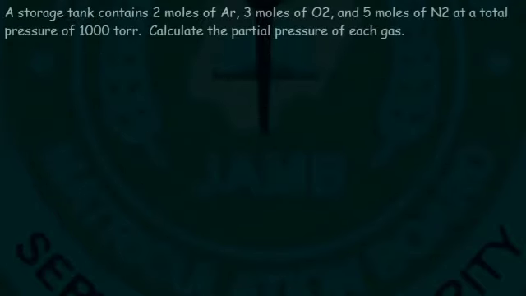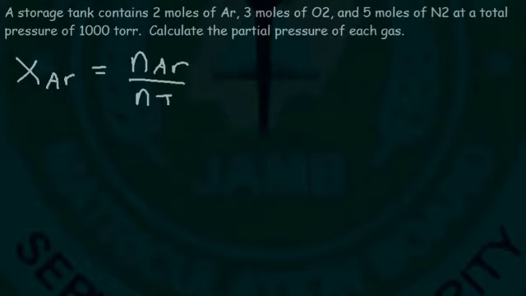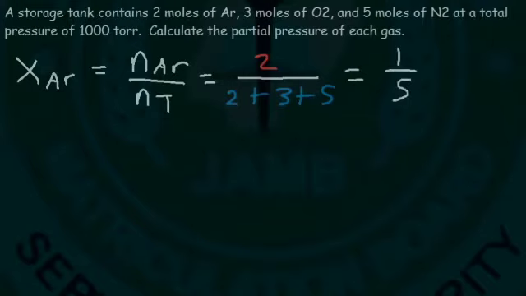Let's try this problem. A storage tank contains 2 moles of argon, 3 moles of O2, and 5 moles of N2 at a total pressure of 1000 torr. Calculate the partial pressure of each gas. So first, let's calculate the mole fraction. The mole fraction of argon is equal to the moles of argon divided by the total moles in the container. So we have 2 moles of argon, and the total moles is going to be 2 plus 3 plus 5, which is basically 10. So the mole fraction of argon is 2 over 10, which is 1 over 5.